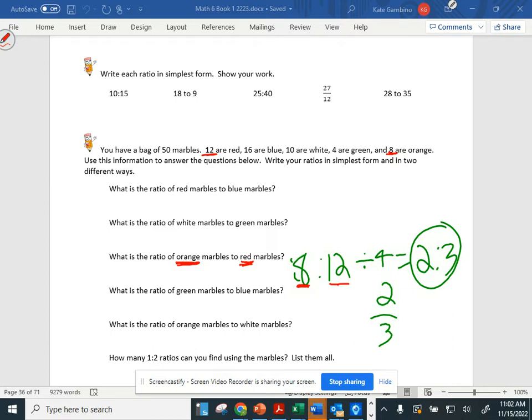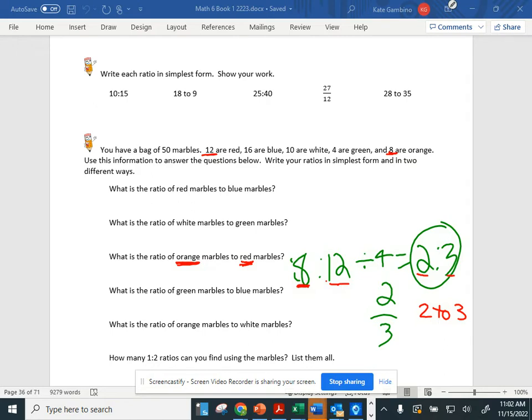So 8 to 12, and we can simplify that. We can divide that 4 out of 8 to get our 2. 12 divided by 4 gives us our 3. So 2 to 3. You could write it as a fraction, 2 over 3, and you can write it with words, 2 to 3. So you have to write at least 2 ways. You are going to do the last few on your own.